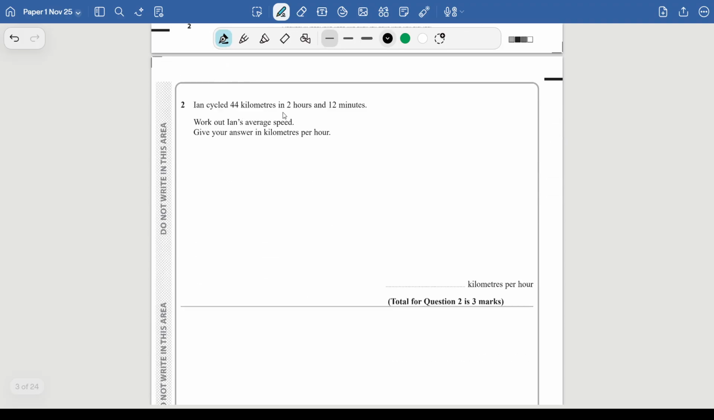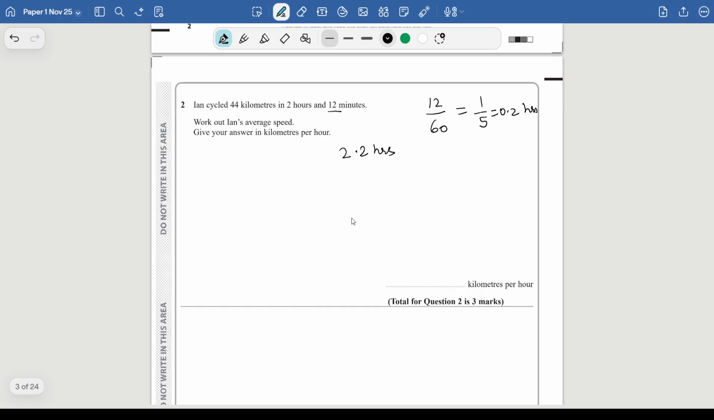Ian cycled 44 kilometers in 2 hours and 12 minutes. Work out his average speed. The answer should be in kilometers per hour. So for 2 hours and 12 minutes, we have to convert minutes into hours. So you divide by 60. So that's 1/5, which is equal to 0.2 hours. So 12 minutes is equal to 0.2 hours. 2 hours and 12 minutes would be 2 plus 0.2, which is 2.2 hours.